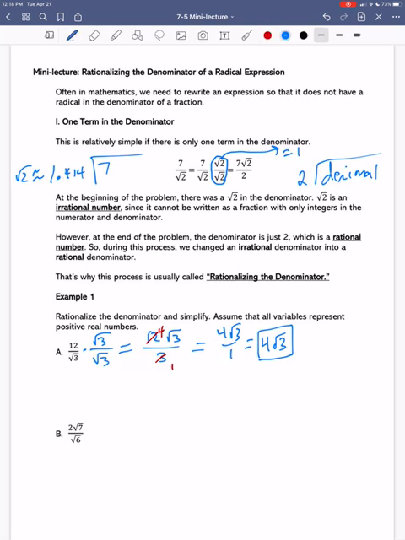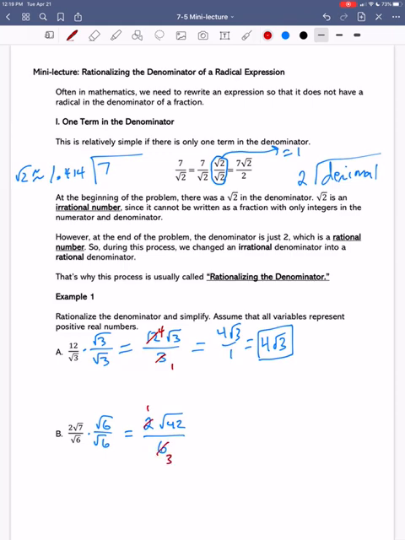So when I look at this, I'm going to multiply the bottom by the square root of 6, but then I've got to do the top by the square root of 6. Now here, when I'm multiplying these square roots together, their insides have to get multiplied. So I'm going to get 7 times 6 is 42. And then square root of 6 times square root of 6 is just 6.